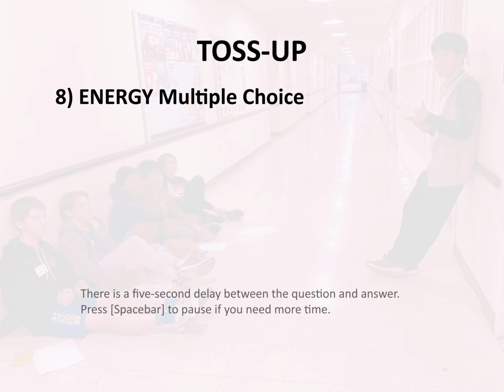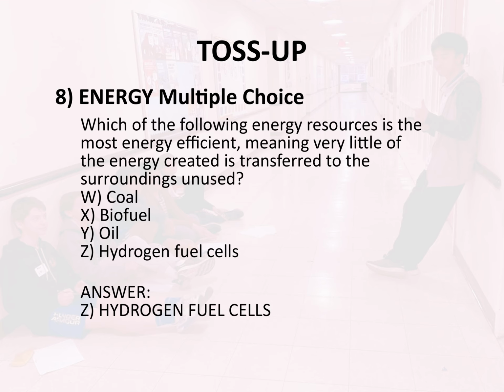Toss-up 8. Energy. Multiple choice. Which of the following energy resources is the most energy efficient, meaning very little of the energy created is transferred to the surroundings and used? W. Coal. X. Biofuel. Y. Oil. Z. Hydrogen fuel cells. Answer. Z. Hydrogen fuel cells.